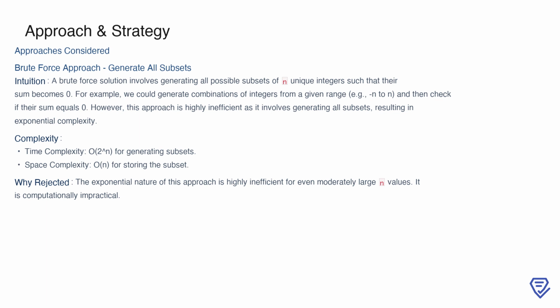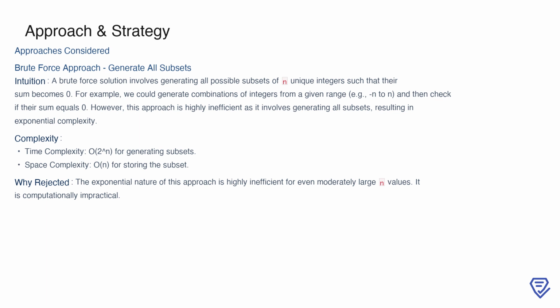To begin with, let's consider the brute force approach. The intuition here is straightforward. We generate all possible subsets of n unique integers and check which of these subsets sum up to 0. For example, if we select integers from a range like -n to n, we could generate combinations and evaluate their sums. While this approach may sound viable, it's highly inefficient.